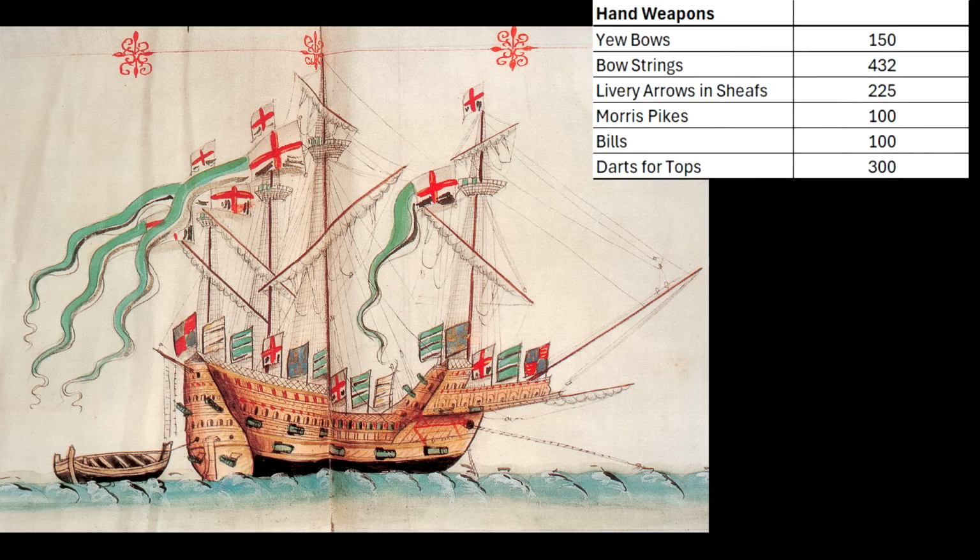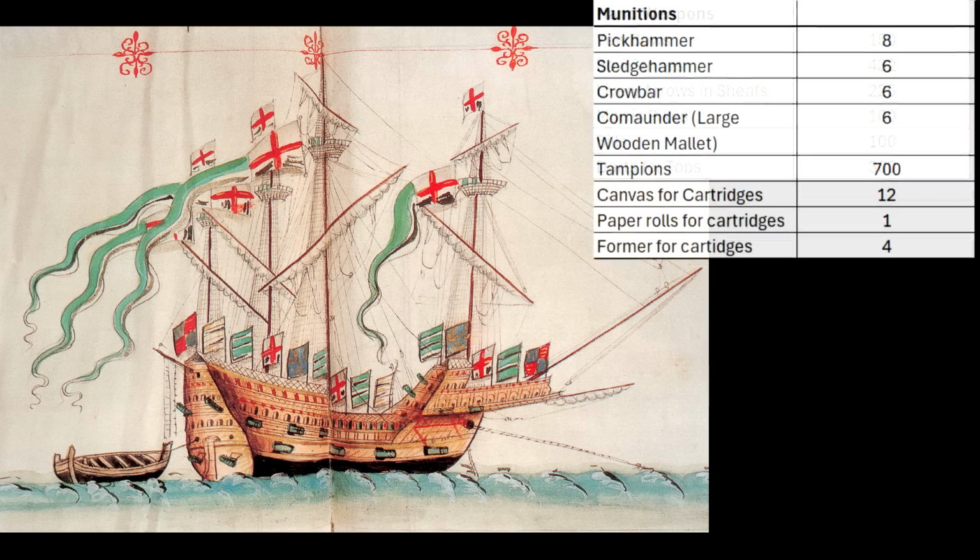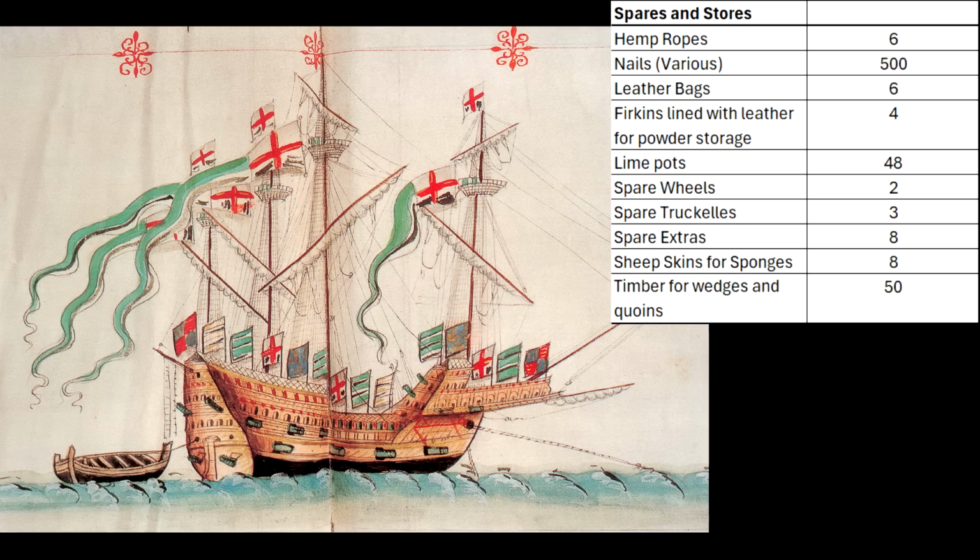We've got quite a significant fall in overall hand weapons, bows, bowstrings, arrows, pikes, bills, etc. The only thing that's staying the same here is darts in the fighting tops at 300. We've got a slight decrease in tampions, but a slight increase in the amount of canvas for cartridges. And unlike the Matthew, we're not acting as a fleet base for nails, apparently. But we do overall have slightly more spare parts for our guns. So that would suggest, all in all, that yes, in fact, the Great Bark is quite the little gunship.